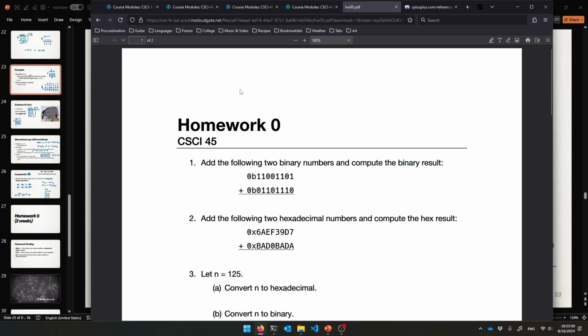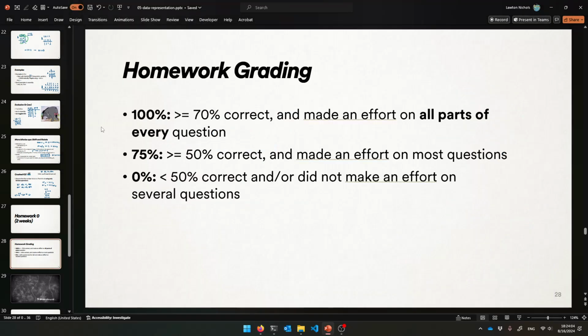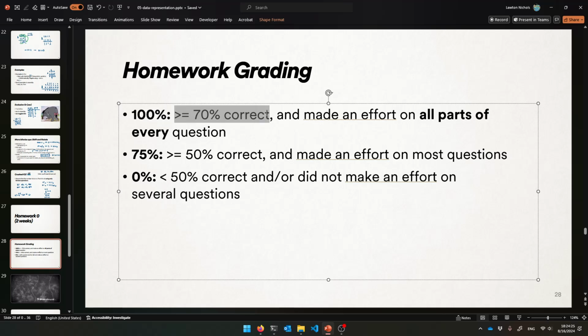So that will be your 0th homework assignment, and here is how I grade homeworks. All right, I'm pretty lenient when it comes to grading homework, because I know that homeworks are meant to be practice. It's not a test yet, so it's okay to get some things wrong, but please try. I promise to give you full credit on your homeworks if you get at least 70% of the questions correct, and you made an effort on every part of every question, and I can tell that you made a serious effort.